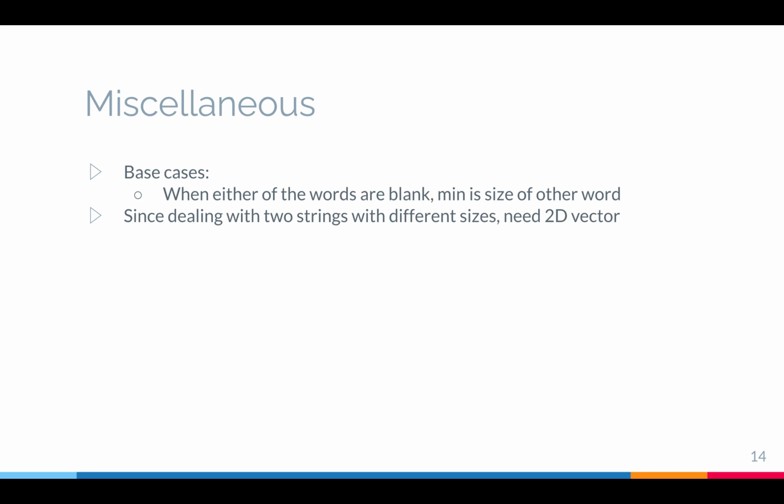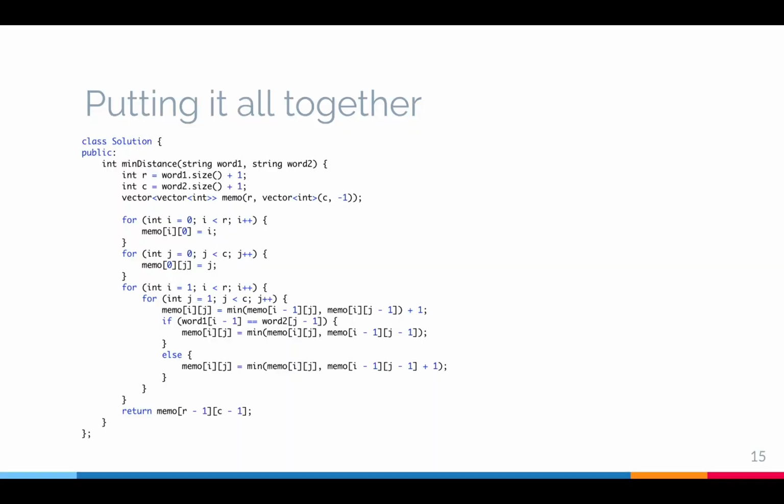Some miscellaneous things before we get into the actual code. The base cases are when either of the words is blank, the minimum is the size of the other word. So let's say word1 was blank. Then to get from word1 to word2, you would need to add all the letters of word2. So the minimum number of operations is the size of word2. Similarly, if word2 were blank, it would be removing all the letters from word1. And since we're dealing with 2 strings of different sizes, we need a 2-dimensional vector to keep track of all our minimums. So putting that all together, this is the solution.